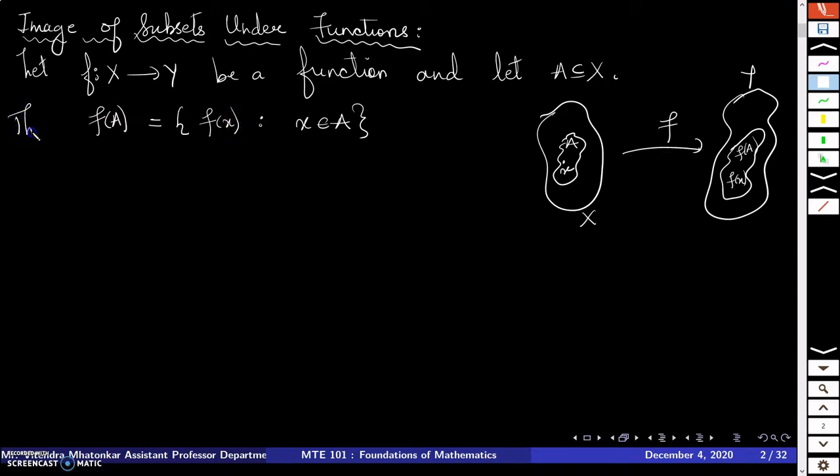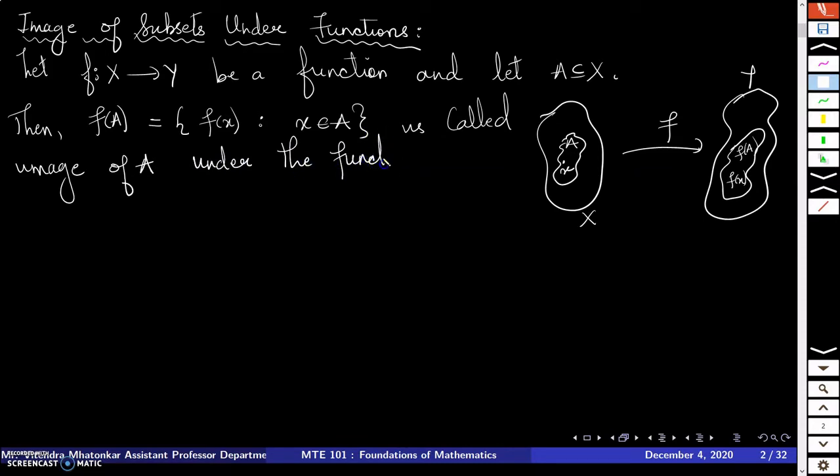Then this set f of A is called the image of capital A under the function small f.